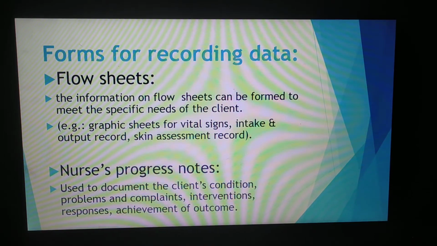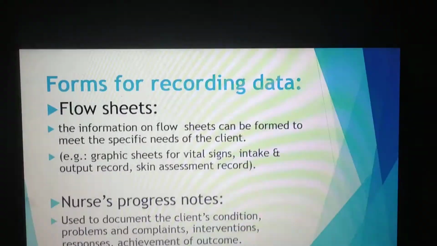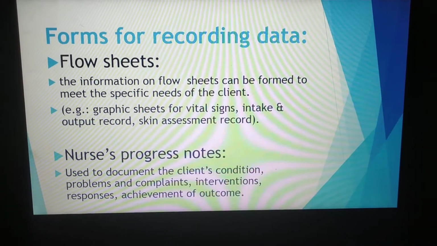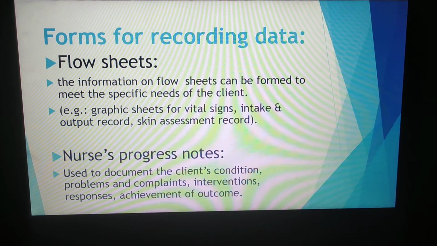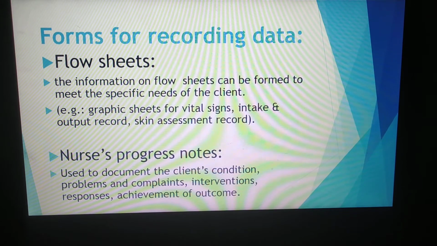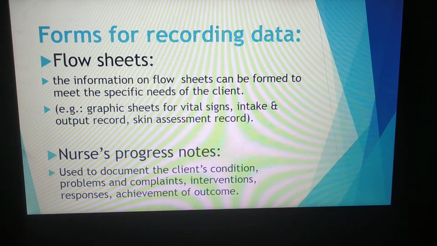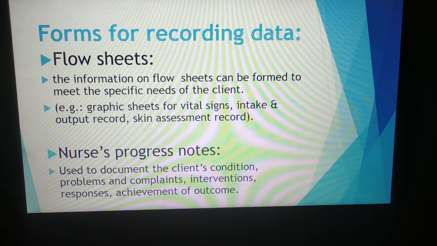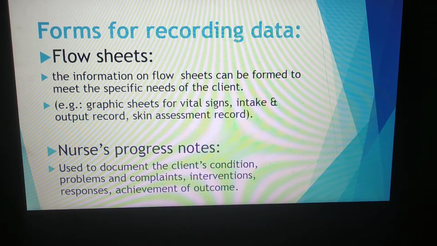The forms for recording data also include flow sheets. The flow sheets include graphic sheets for vital signs, intake and output record, and skin assessment record, which should be maintained for chart record keeping. The progress notes include the condition of the problems and complaints, interventions, responses, achievement of outcomes, and the evaluation.